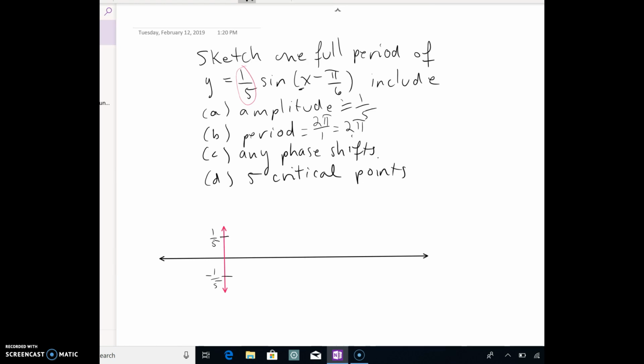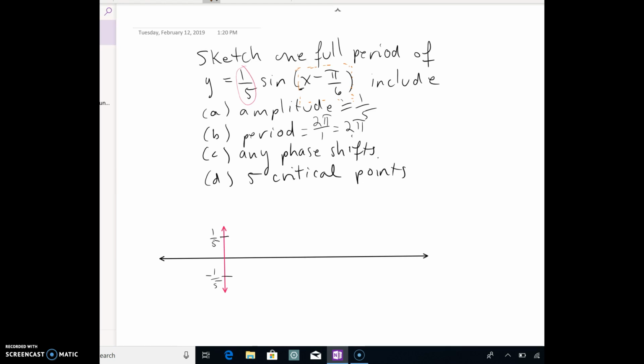Now, in regards to phase shifts, let's focus on our argument over here to discuss what the phase shifts are. Normally, we have one complete cycle that starts at 0 and ends at 2 pi, but that's not going to be the case anymore because we're subtracting pi over 6 from the inside of the function. Now, I want you to think about what it means, and we're going to talk about this in a little bit more detail. But back when we talked about transformations, remember when we subtract a number from the inside of the function, that means we're going right that amount of units.